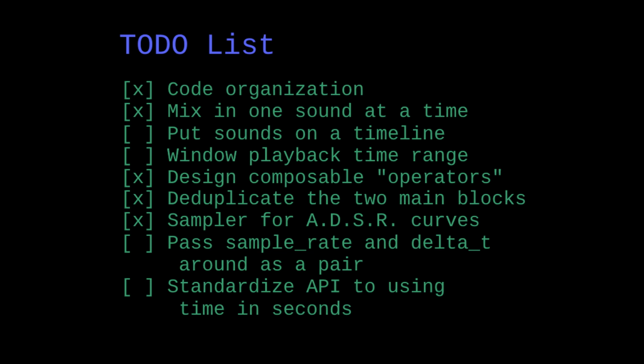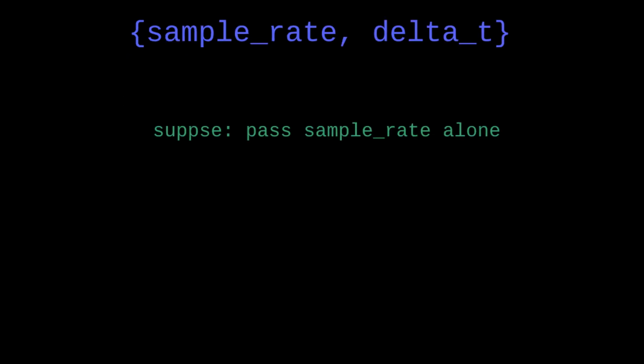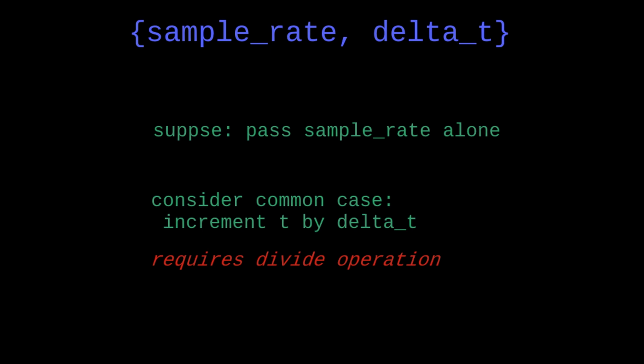I think it would be cool to pass those around as a pair, because if I decide to always pass just the frequency, the number of samples per second, then whenever I need a delta t operation, like adding a little bit to a t value, I usually use delta t for incrementing a t value over time or multiplying to get a t value. Whenever I need one of those, I would need to do a divide on the thing that got passed around. So the 44100 would get passed to me, and I would first have to do the reciprocal, which is a divide operation, and then I could use it to do the t work.